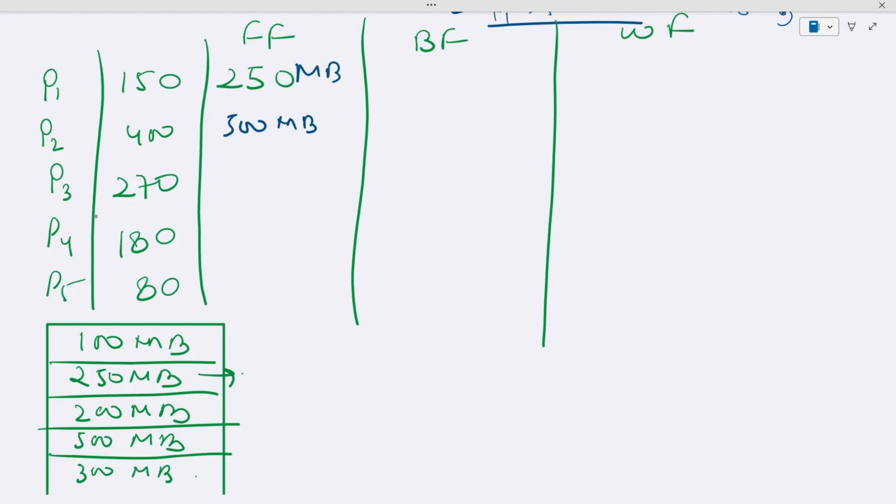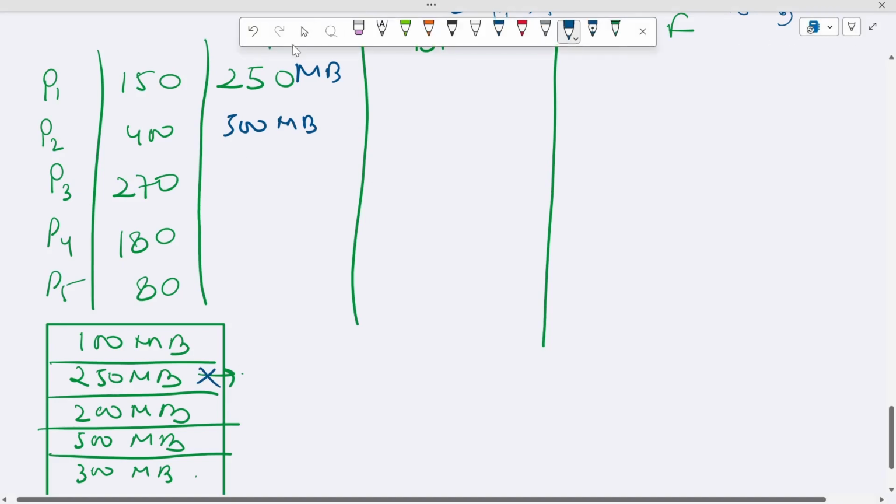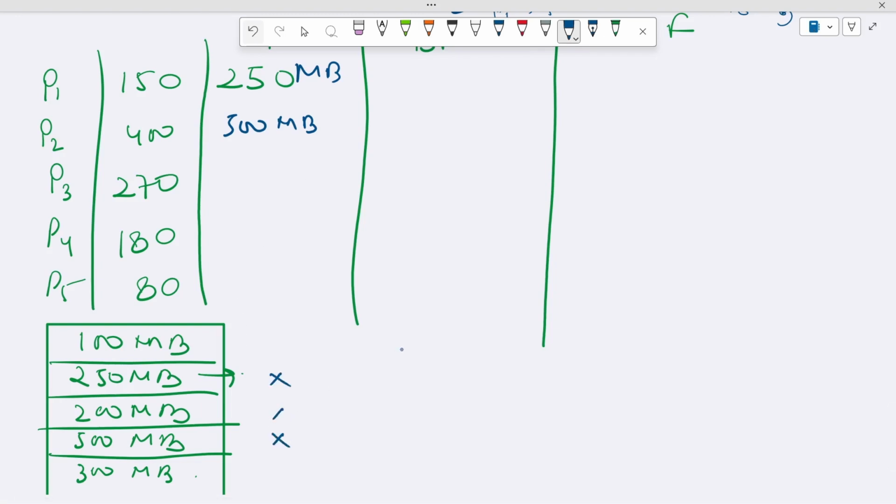The P3 process starts from the starting. Now this part is allocated, and this part is allocated. Two parts are allocated. Now the third one is P3. Start from the starting: 100 MB, 250 is needed, definitely not able to access. P3 now moves towards the next block, which is 200, definitely not able to access.